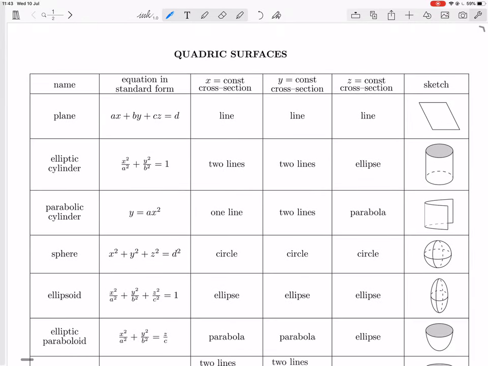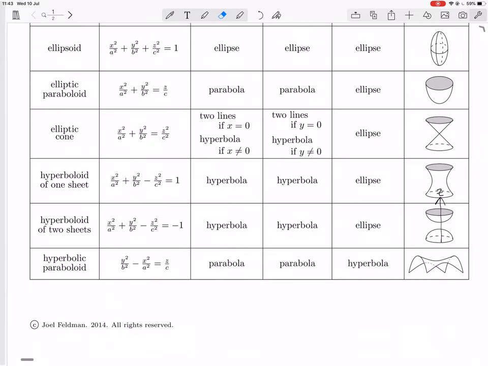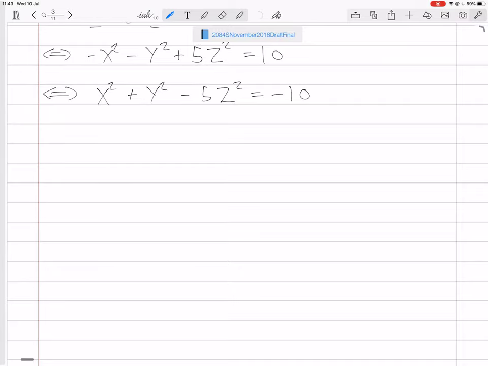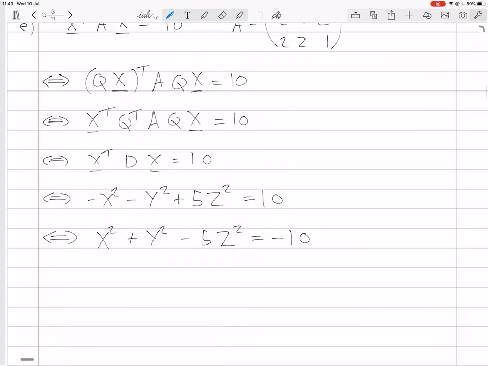Here it says, when Z is a constant, then the cross section is an ellipse. So yes, when Z is constant, you're cutting like this, so you're getting the ellipse. So what we have is a hyperboloid of two sheets, which looks like an ellipse when you look down the Z axis. Okay, let's just check that's what we have. Yes, hyperboloid of two sheets.